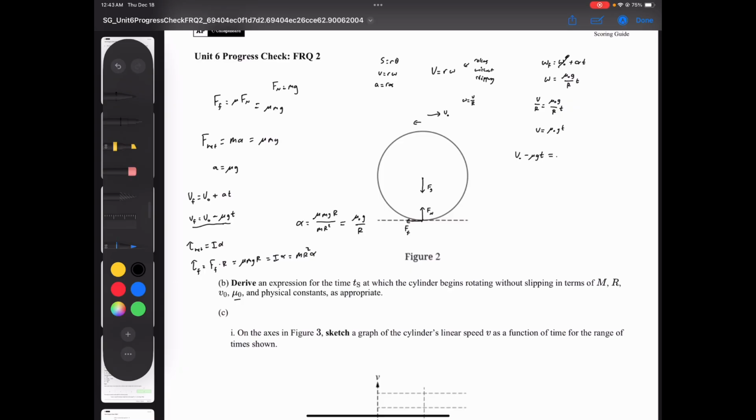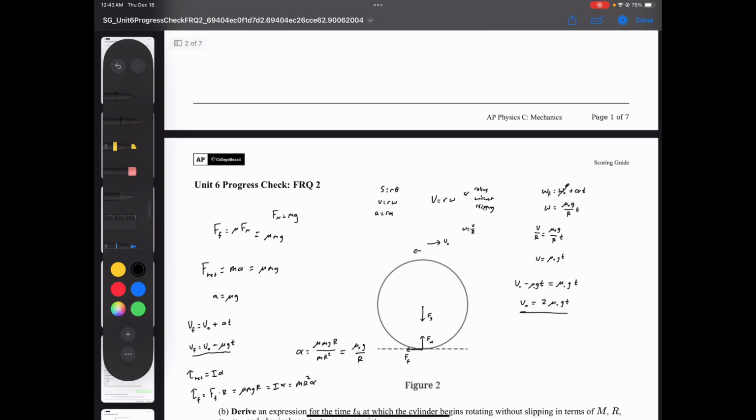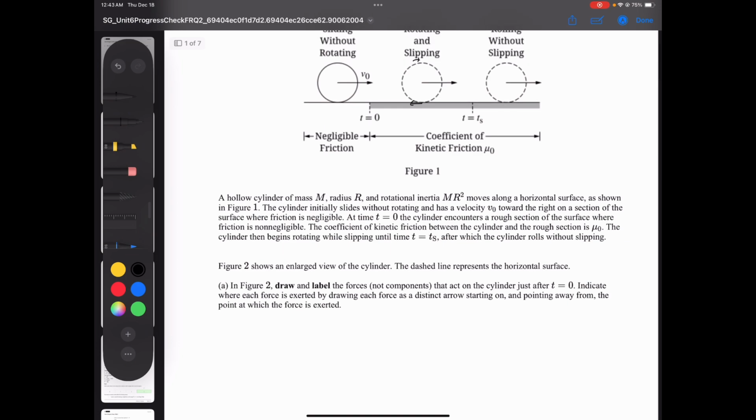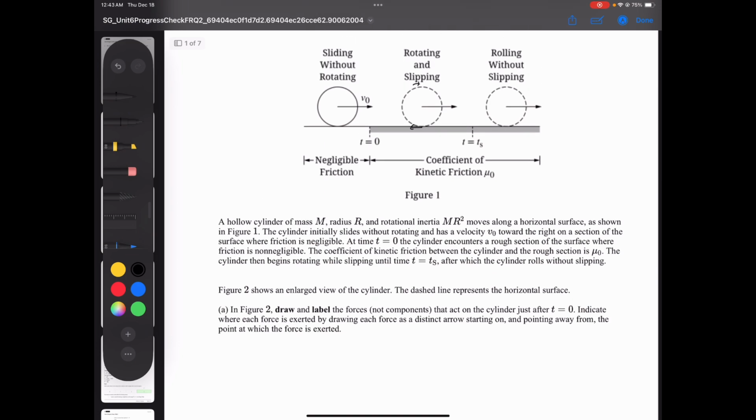So I have v naught minus mu times g times t. That has to equal, using mu naught because that's mu naught over here, mu naught times g times t. Then I move that over to the other side. So the initial velocity is actually 2 times mu naught times g times t. This is ts. So the final velocity is going to be half of what the initial velocity is.